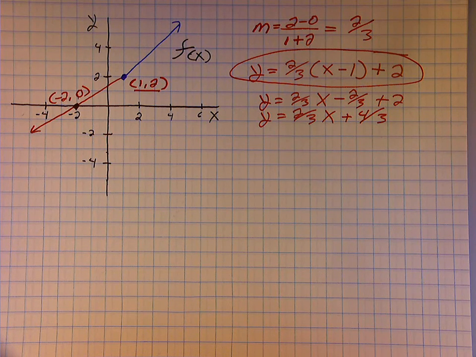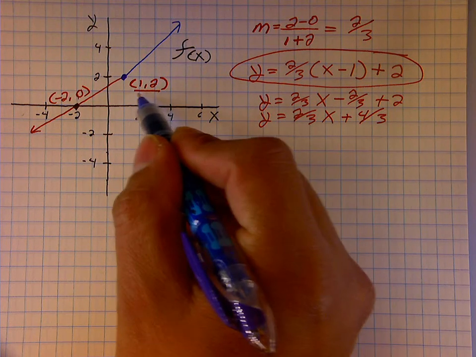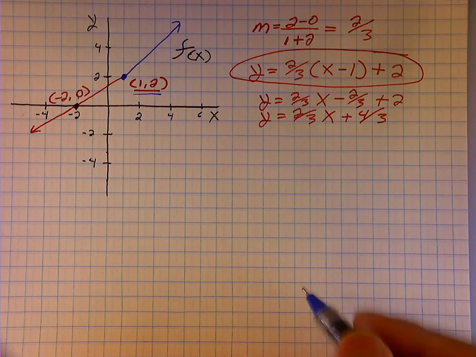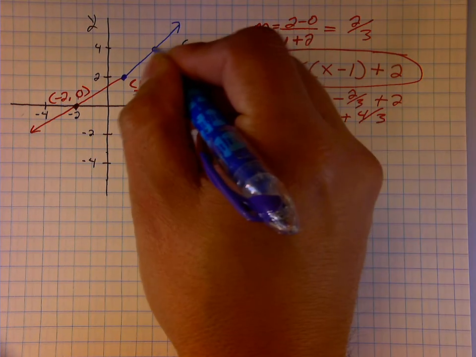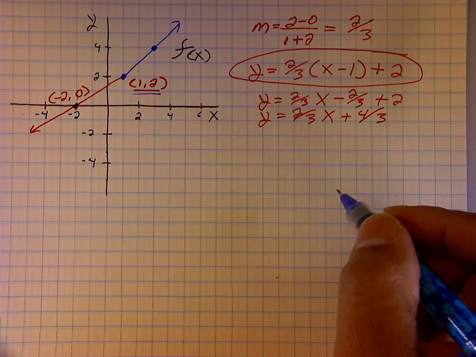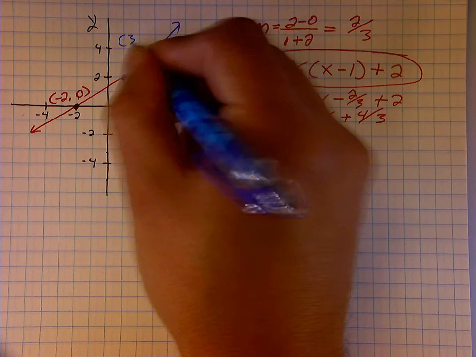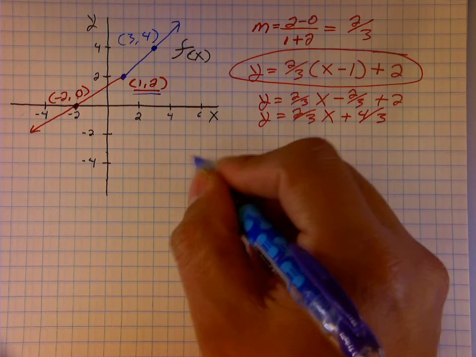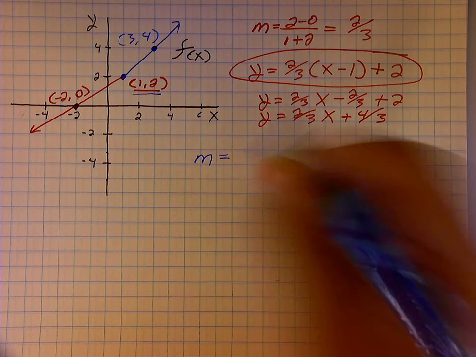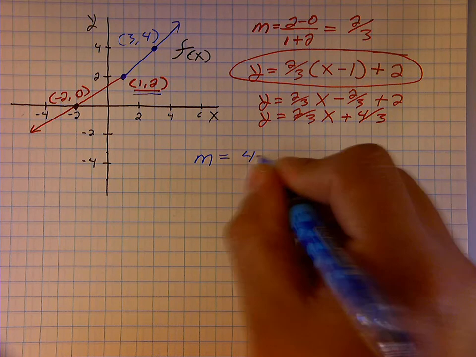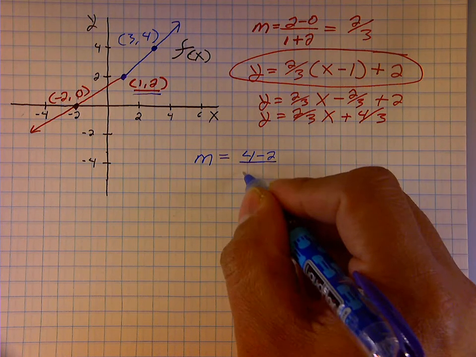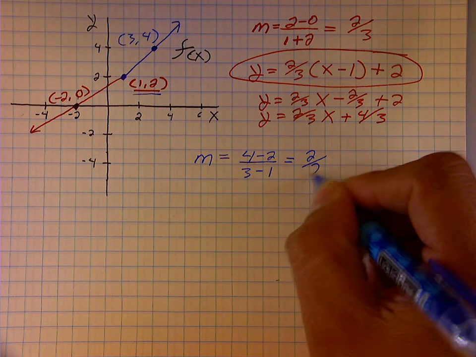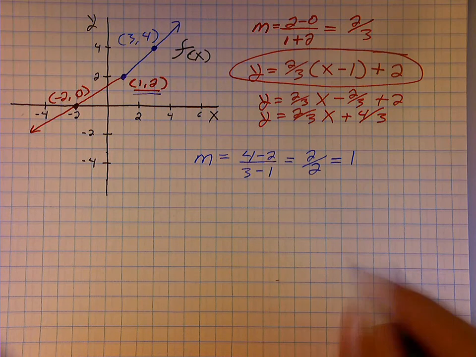Now we're going to look at the second piece. What's important to notice is this point is also on the second piece. However, I'm going to need another point. Any point where it looks like I have integers will be a good point. So this point is the point (3, 4). So now I'm going to calculate the slope of the blue part of the line. So I'm going to have y2 minus y1 over x2 minus x1, giving me 2 over 2, or a slope of 1.